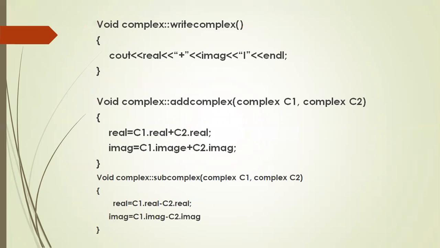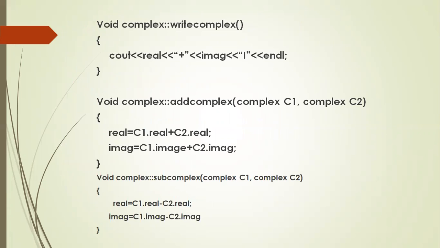Next, the second function is write complex. That also belongs to the category of function without argument, without return value. No return type means void. The class to which the function belongs is complex. Scope resolution, function name write complex. No arguments, just open the bracket. See, we output real within double quotes, plus sign, then image, then within double quotes i, and end line. So it displays the complex number in a plus ib format.